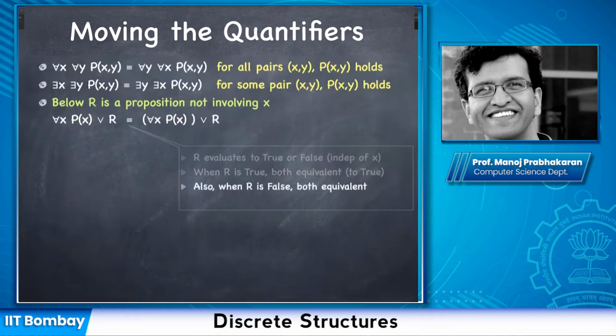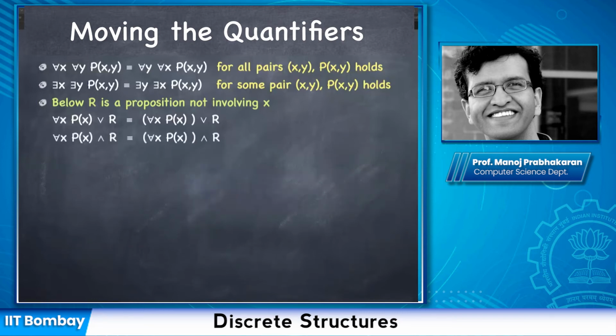What about R is false? That's what I was earlier referring to. Px or false becomes Px, right? Or false doesn't change anything, you'll get whatever is the first one. So you'll get Px. So the left-hand side changes to for all x Px. The right-hand side becomes for all x Px or false, but this or false doesn't change anything. So this becomes just for all x Px. So both sides are the same, for all x Px. So in all cases, these two sides are equivalent to each other.